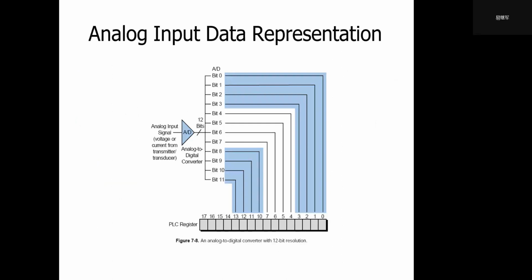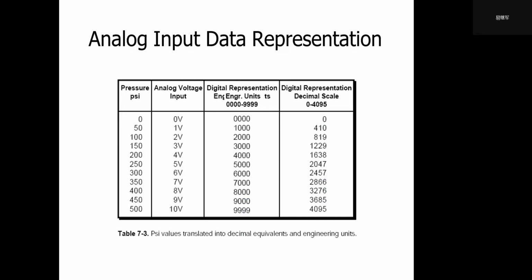This is an example of the analog to digital converter with 12 bits resolution. This is an example of the PSI value from a transducer to its decimal equivalent and the engineering unit.